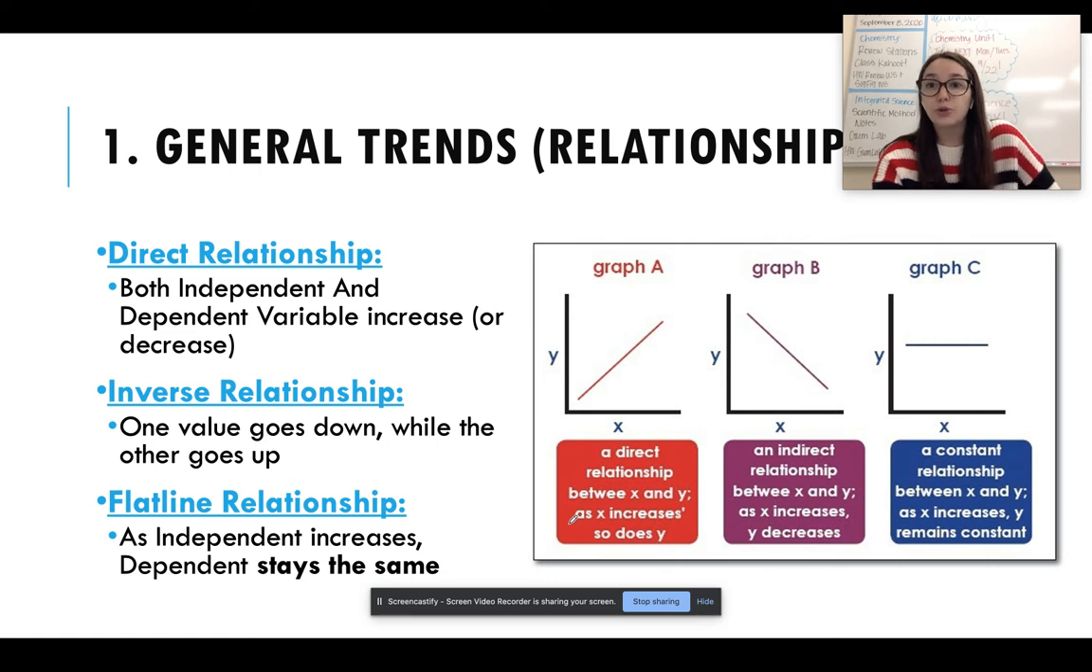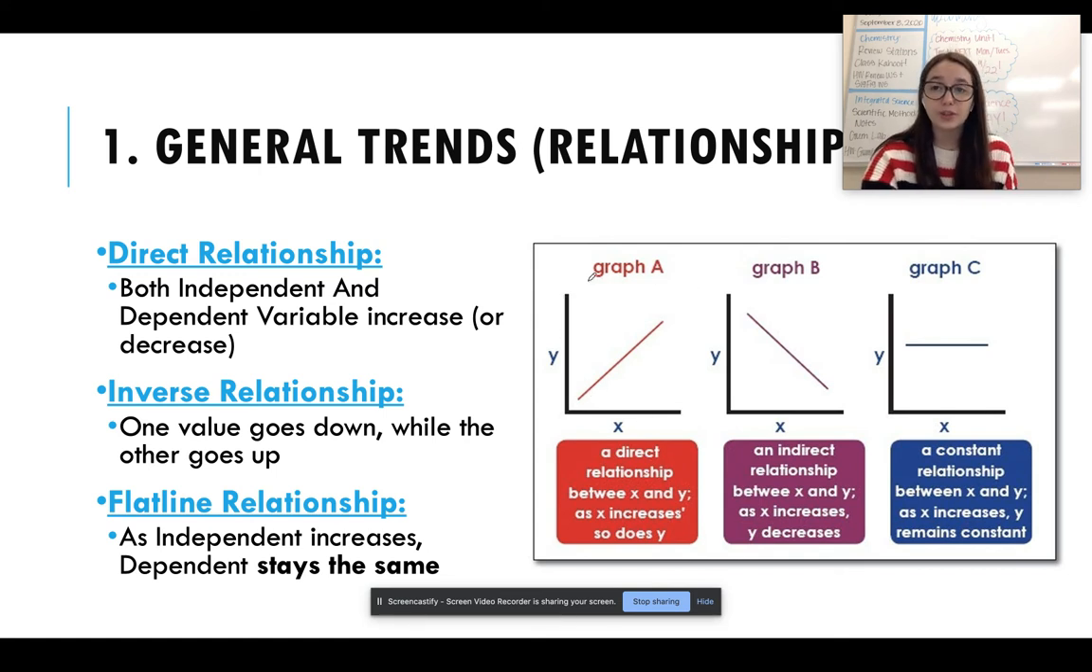Your general trends or relationships that you see are always a direct relationship where both of our values are increasing. So if it's direct, they're directly correlated. Think about it, when you're direct with someone, maybe you're on the same page, and so you're both increasing or maybe decreasing. So it looks like graph A, where I see X is increasing, Y is increasing, it's shooting up.